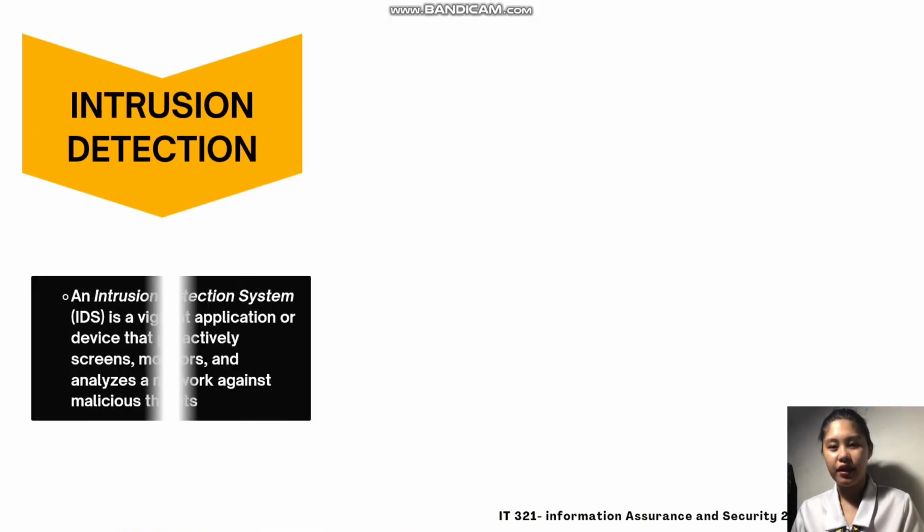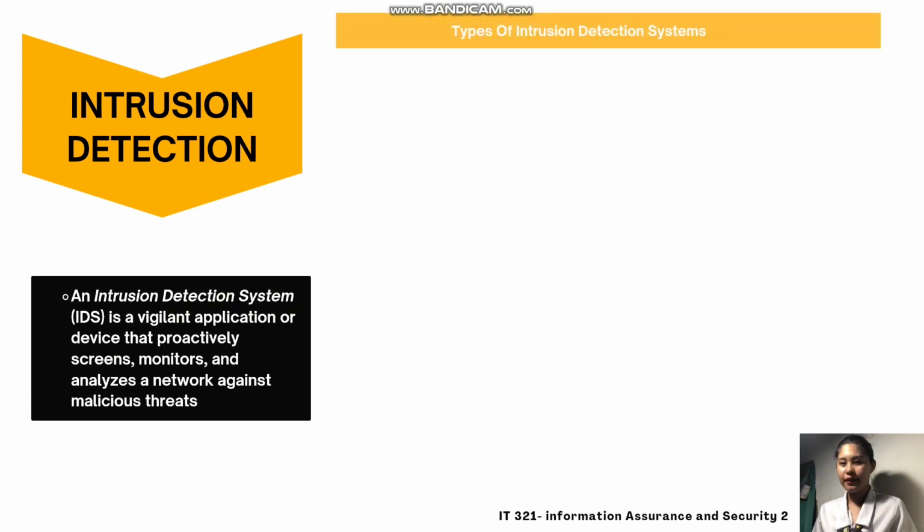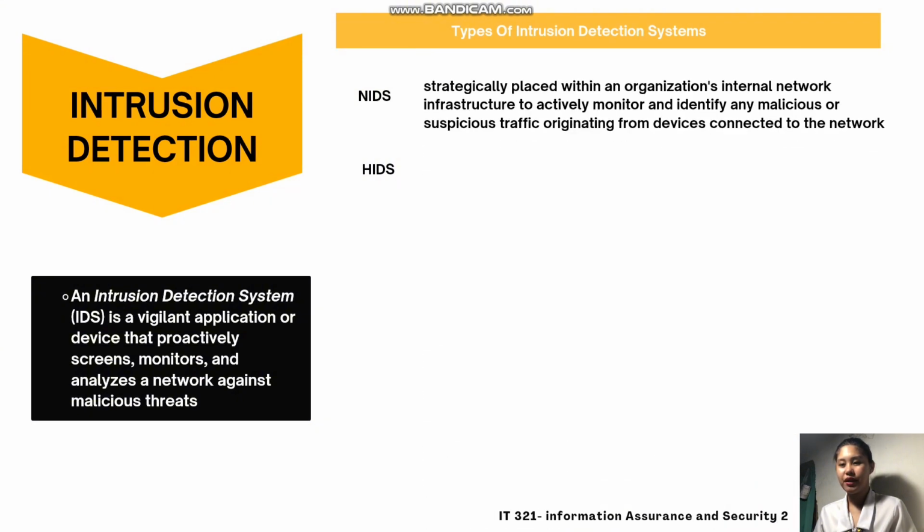An intrusion detection system, or IDS, is a vigilant application or device that proactively screens, monitors, and analyzes a network against malicious threats. Types of intrusion detection systems. NIDS is strategically placed within an organization's network infrastructure to actively monitor and identify any malicious or suspicious traffic originating from devices connected to the network.